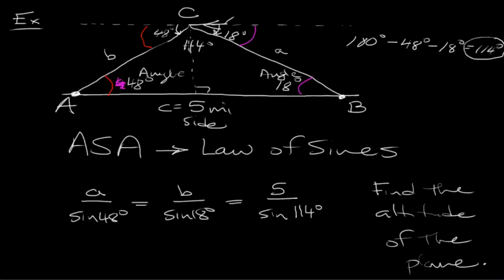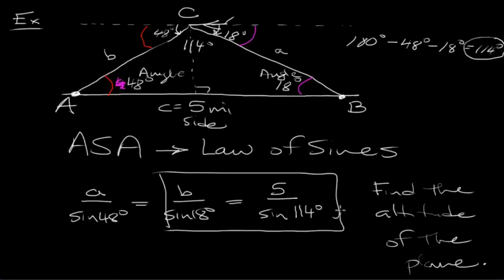So what we're going to do then is choose either A or B. It doesn't matter. This is probably the easier one because they're next to each other. And I'm just going to take that piece of that formula. So you take two pieces of the law of sines, you set them equal to each other, and then you solve for whatever variable remains. And so right now we have B over sine of 18 equals 5 over sine of 114.